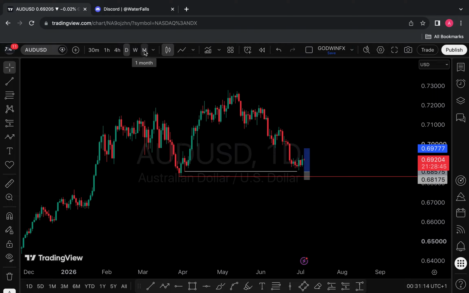I just added my monthly time frame here. I do not really use it because I am not a position size trader, but I just want to have it. You understand? The time frames I use mostly are the daily, 4 hour, 1 hour, 30 minutes, and sometimes the weekly, just to confirm something.